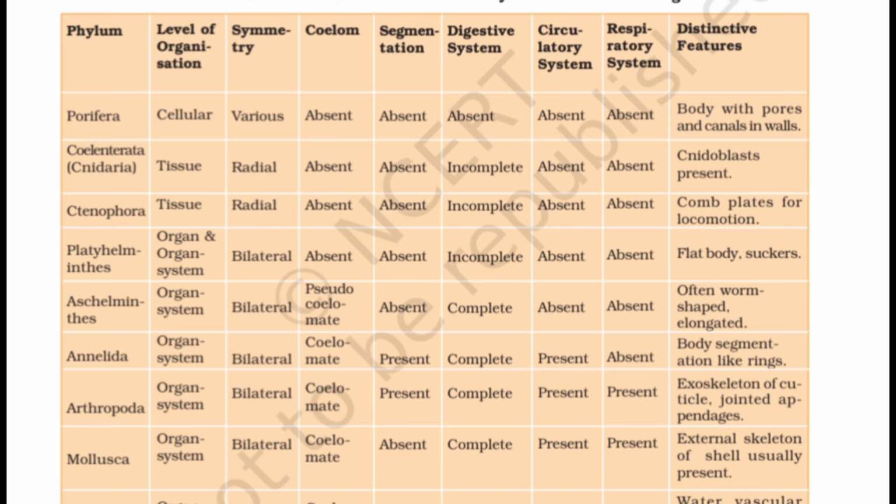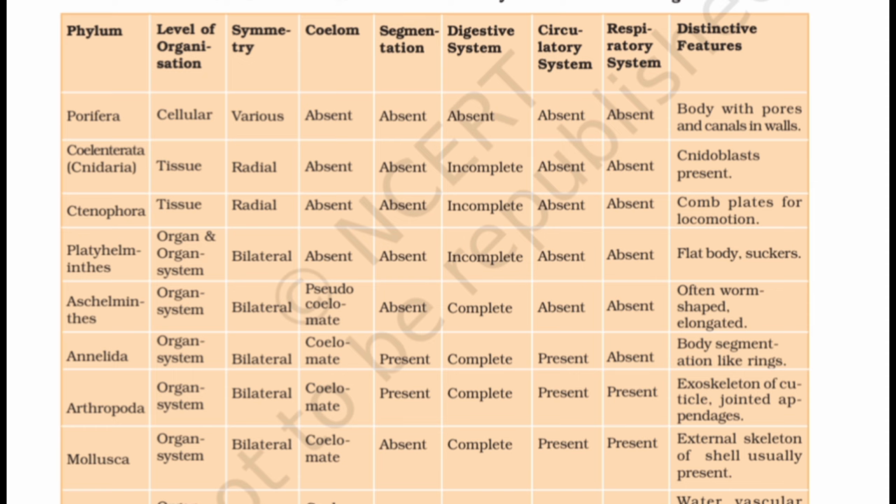Then comes phylum Annelida. They have organ system level of body organization, bilateral symmetry. They are coelomate animals. Segmentation is present. They have a complete digestive system. Circulatory system is present from Annelida. Then they are absent of respiratory system. They have body segmentation like rings as their distinctive feature.